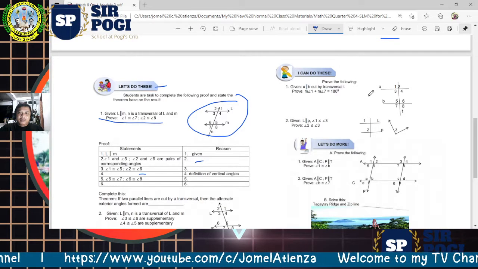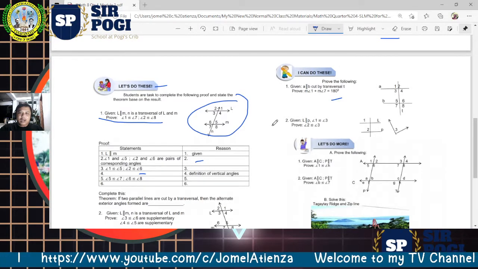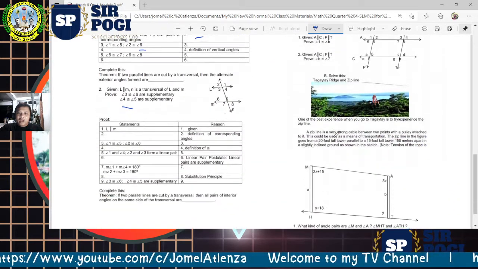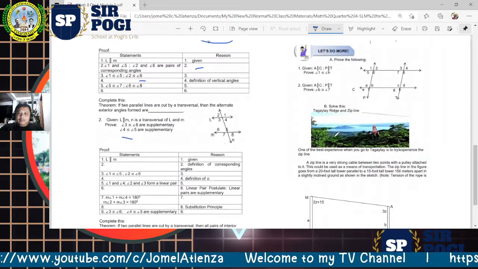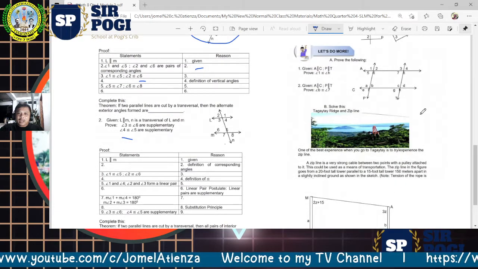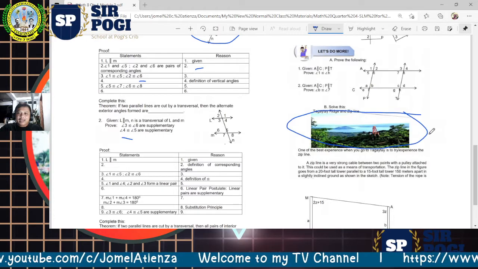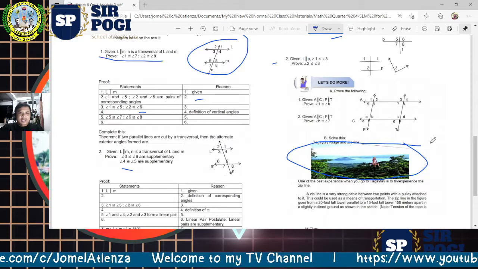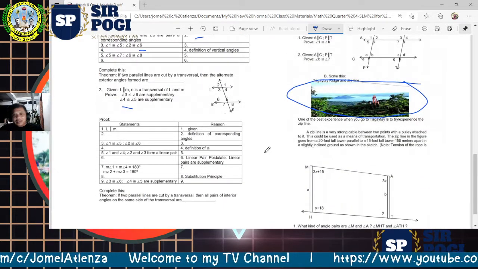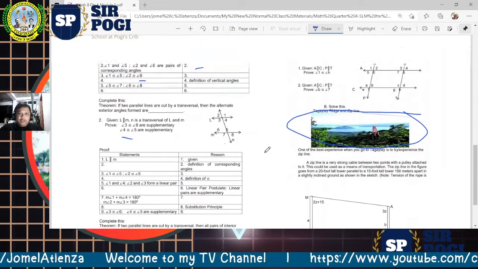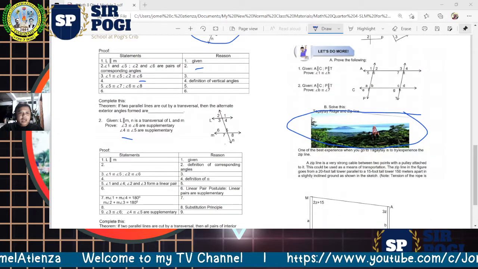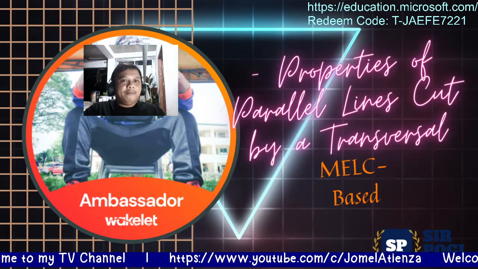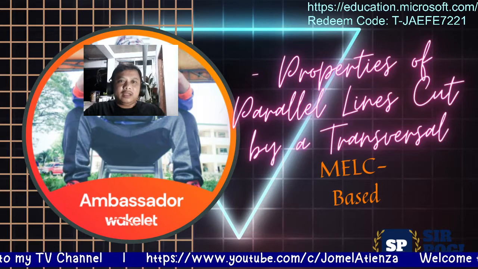Then, for activity number 2, ito po yung given natin, item number 1 and number 2. Then, activity number 3, we have 3 items. Okay, so may given pa tayong Tagaytay Ridge zip line yan. Okay, so yan po yan. So, hopefully, masagutan itong ating activities, learning tasks for this week. And I hope na nakatulong itong ating video para ma-solve ninyo yung ating learning task.